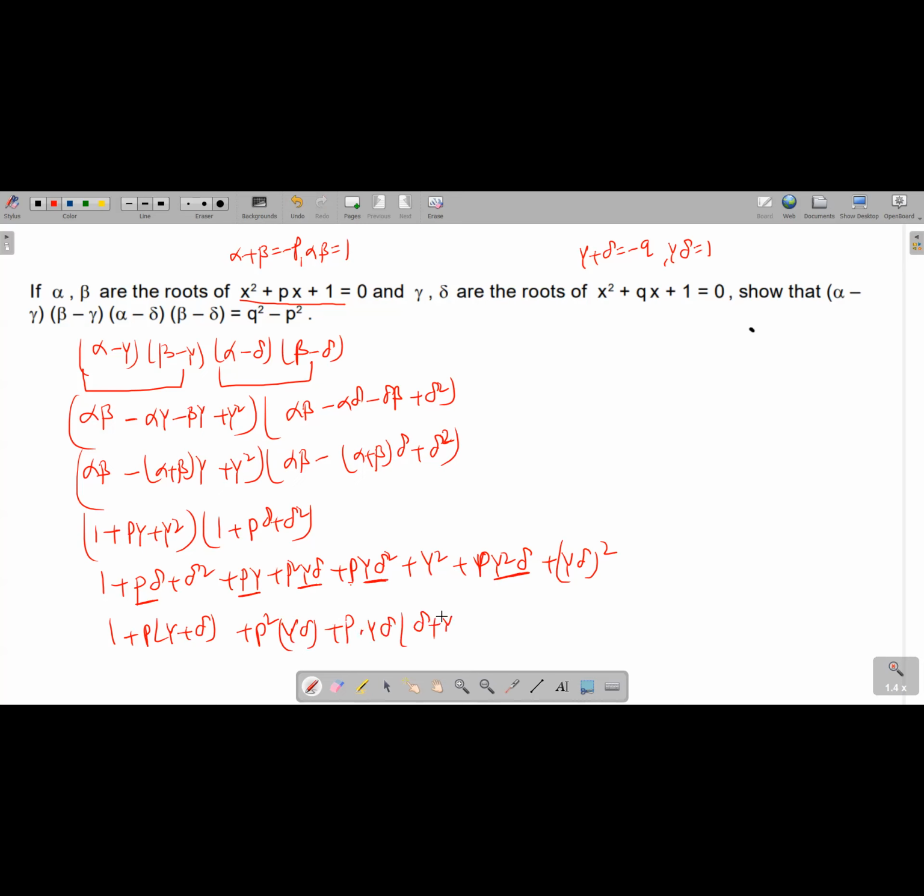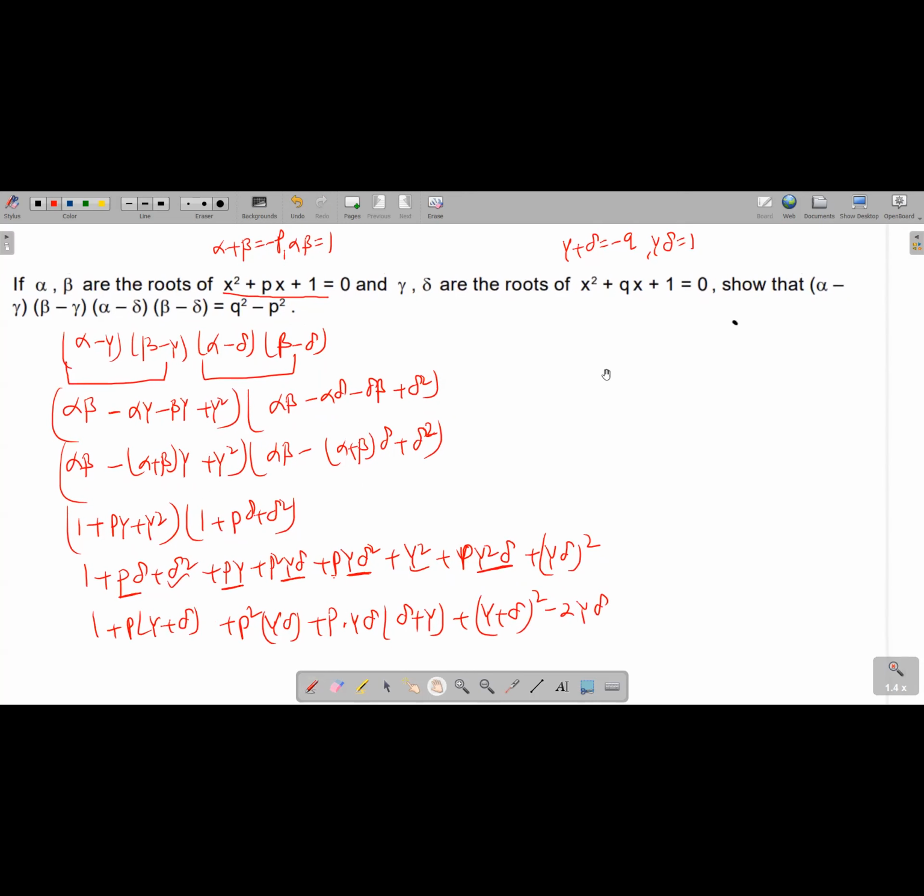So we'll be having gamma plus delta, right? And then we have gamma square plus delta square. So this is gamma plus delta whole square minus 2 gamma into delta, because now we have to convert this into this form because we have to use this thing. Gamma plus delta is minus q and gamma into delta is 1. Put all the values here. So 1 is 1, gamma plus delta is minus q, that is p into minus q, minus pq, plus p square into 1, plus p into 1 into minus p, minus q gamma plus delta. Here minus q whole square minus 2 into 1.